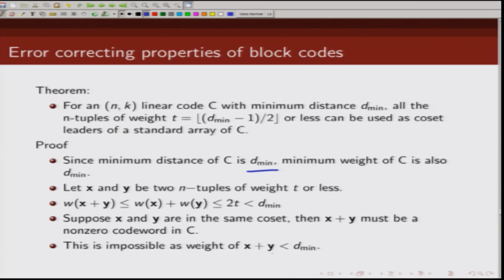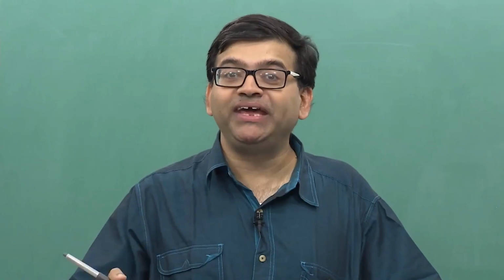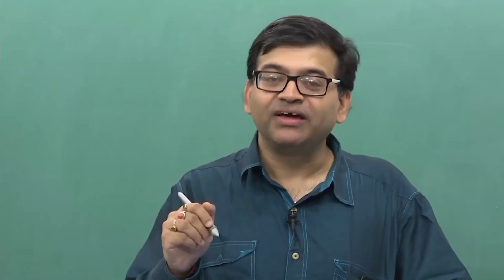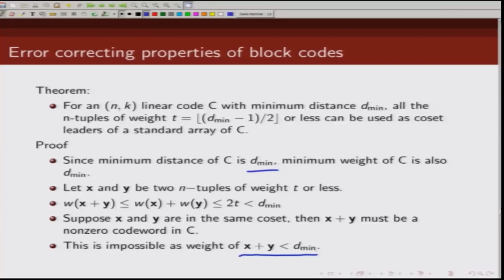That means the weight of x plus y is less than d min. If the weight of x plus y is less than d min, then x plus y cannot be a non-zero code word, because the weight of a non-zero code word should be at least d min. So, our assumption that x and y are in the same coset is wrong. In other words, x and y must be in different cosets, different rows, and we can always make these x and y coset leaders. So, this proves our result that all n-tuples of weight t or less can be used as coset leaders in the standard array. And we know that if we use them as coset leaders, those are our correctable error patterns.